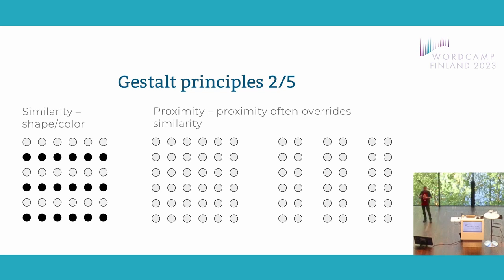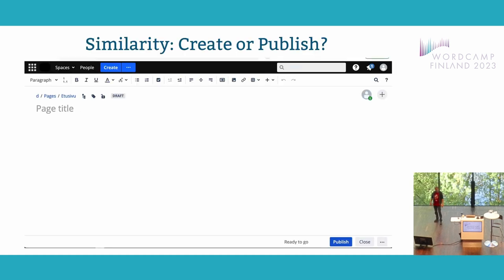And another principle is proximity. If we have this one block of dots that doesn't have similarity, it's just one block. But when we add space so that some of them are closer to each other than others, then we immediately see that these are connected into groups. So similarity is something that is useful for showing the user what to do and what kind of things you can do.